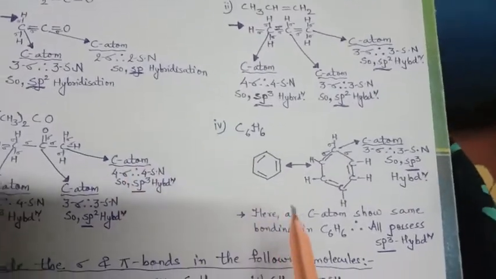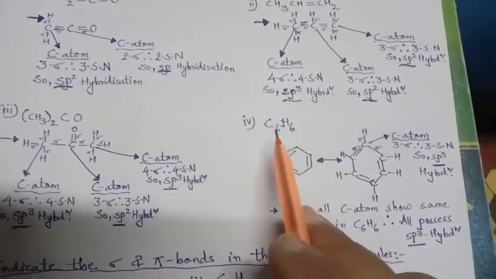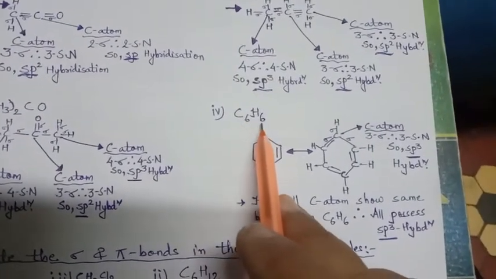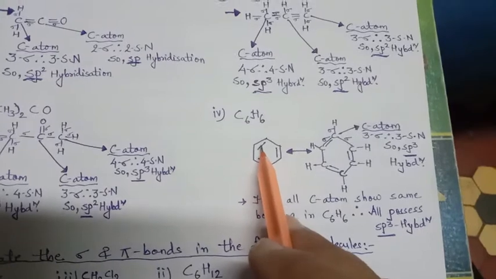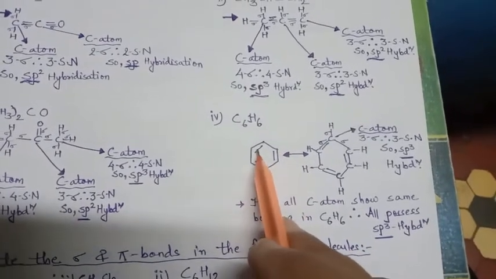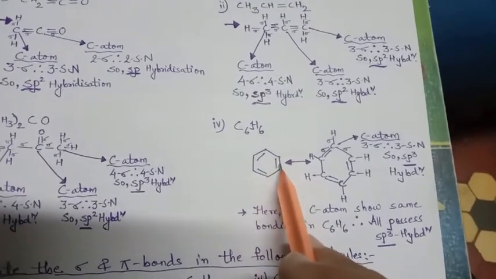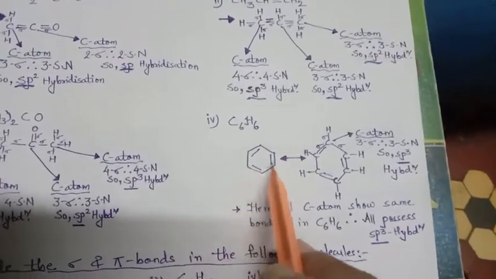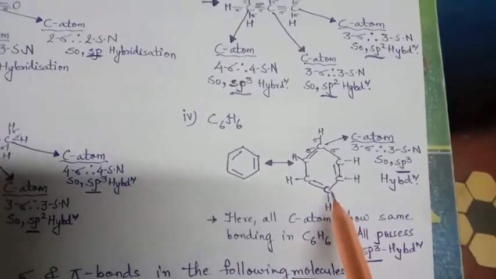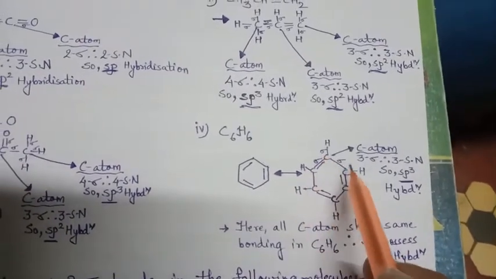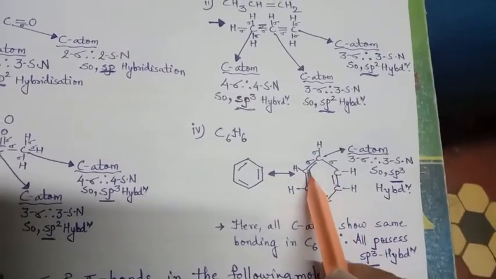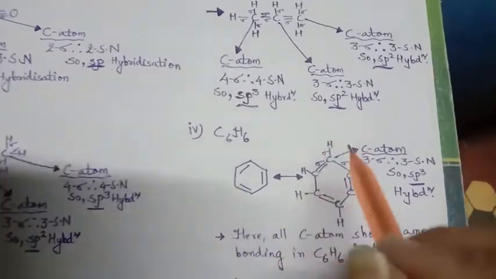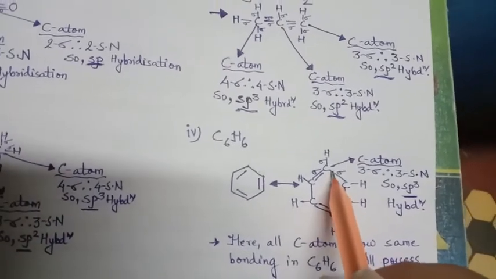One more I will explain here, and it is C6H6. So what is C6H6? It is the benzene ring having alternate double bonds: one double bond, then single, then double, then single, then double, then single. For your clarification, the complete structure is given here: 6 carbons and 6 hydrogens, because you see the tetravalency of carbon is satisfied.